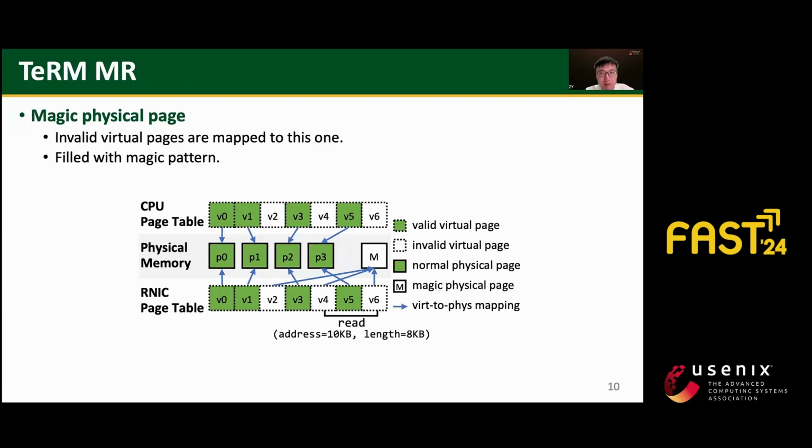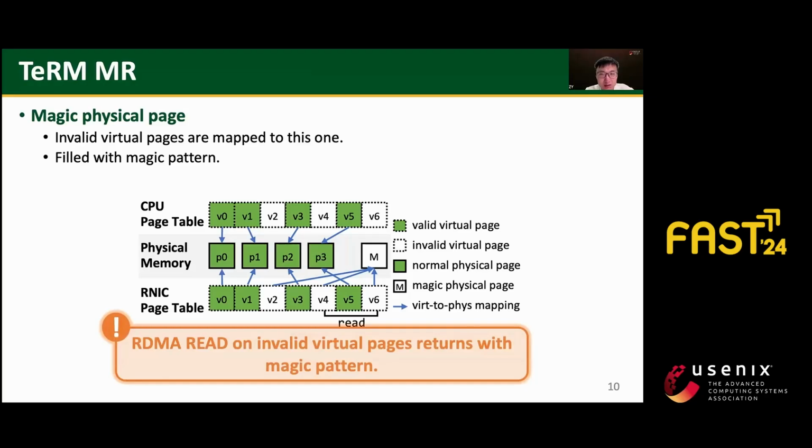TeRM-MR is at the core of TeRM. We introduce a magic physical page for TeRM-MR. The magic physical page is filled with magic pattern. The picture shows the RNIC page table of a TeRM MR. All the valid virtual pages, the green ones, are mapped to normal physical pages, like in the CPU page table and an ODP-MR. But for all the invalid virtual pages, the white ones, TeRM MR maps them to the magic physical page.